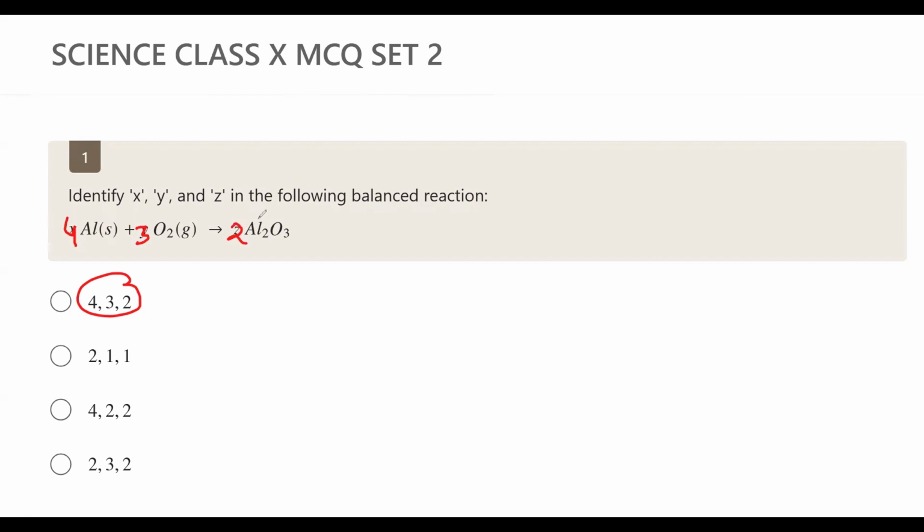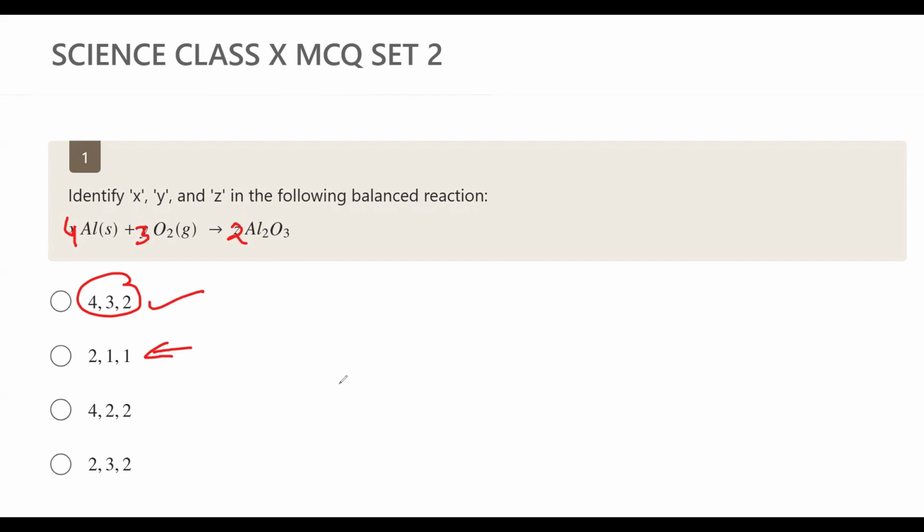There are 4 aluminum atoms, 2 into 2, that is 4, that's true. Then we have 3 into 2, 6 oxygen, and 2 into 3, that is 6. Well, we got the answer in the first case. If it were not true, I would have substituted X, Y, Z with 2, 1, 1 respectively, and so on to get the answer.